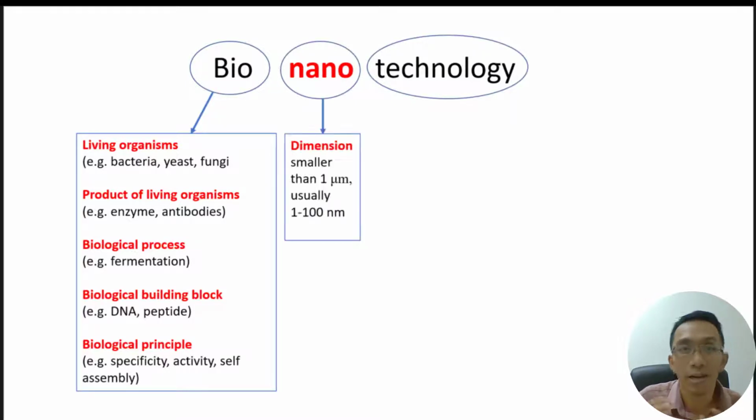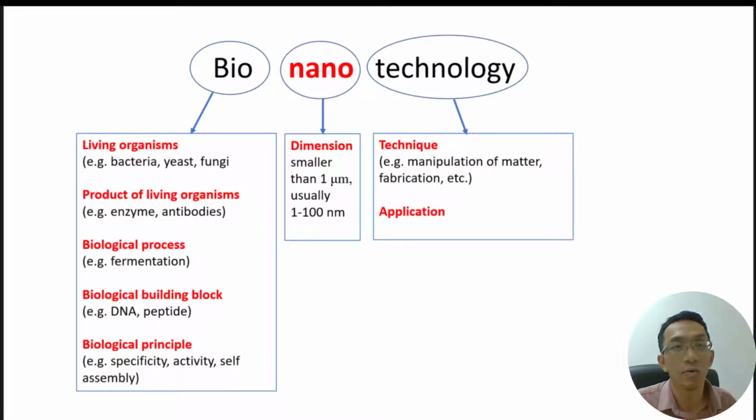On the other hand, the nano part deals with the dimension, the scale. Nanometer itself is defined as a billionth of a meter, but the range here is not set in stone. Sometimes something that is 200 or 300 nanometer is also considered under the realm of nanometer. And the technology here deals with something related to techniques. The application, for example, of technique is the fabrication, the synthesis or manipulation of something to make something else.